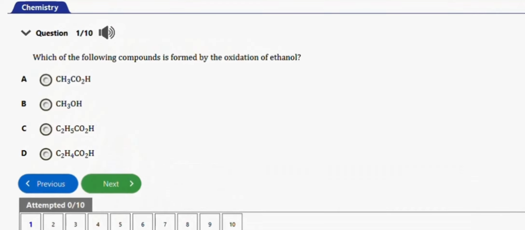In this video, we're going to learn how to solve these chemistry problems under alkanols. So guys, we have 10 repeated questions to practice with in this video. Let's get started. The first question says which of the following compounds is formed by the oxidation of ethanol? So it's going to be ethanoic acid. So the right answer will be this option A.